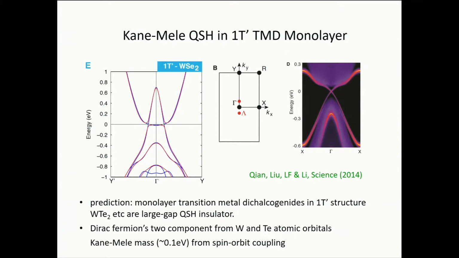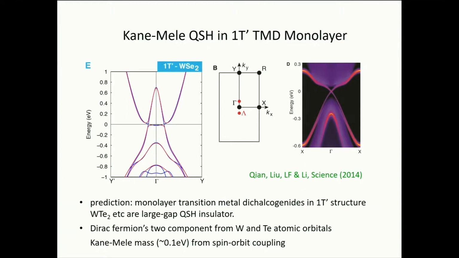This is the first principles calculation. Basically the conduction band comes from the tungsten, the transition metal d orbital, and the valence band comes from the chalcogenide p orbital. You see that the conduction band d orbital comes down and goes below the Fermi energy, while the p orbital goes above the Fermi energy. So there's this band inversion around the gamma point.